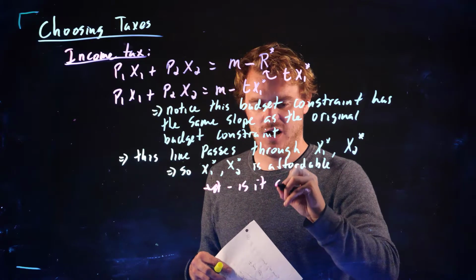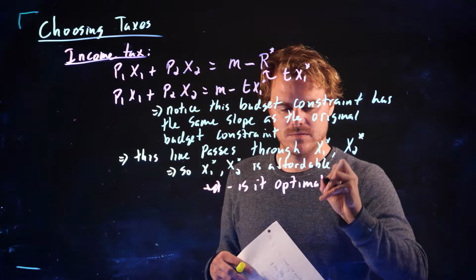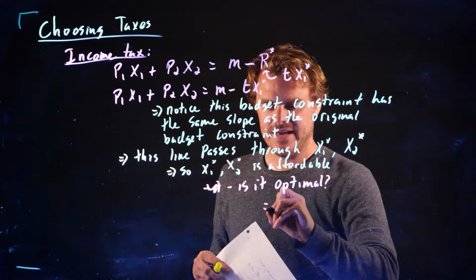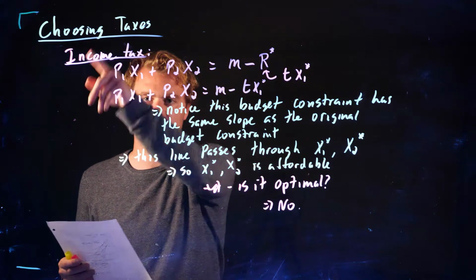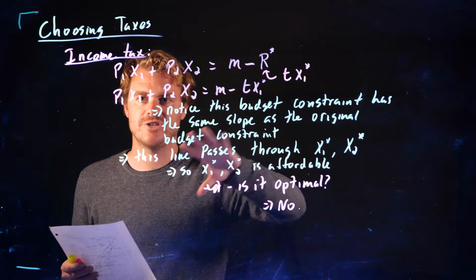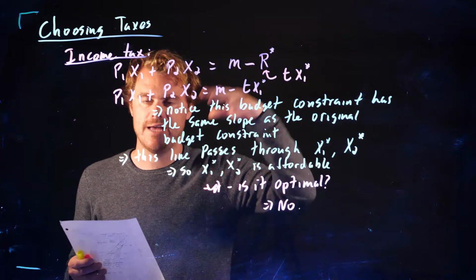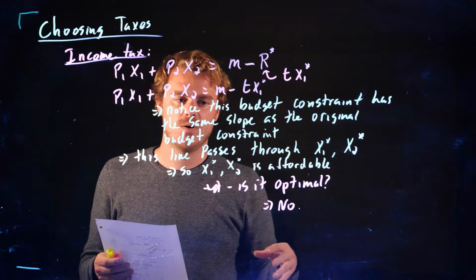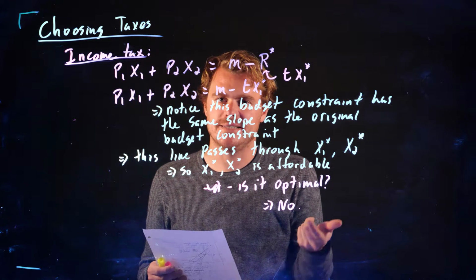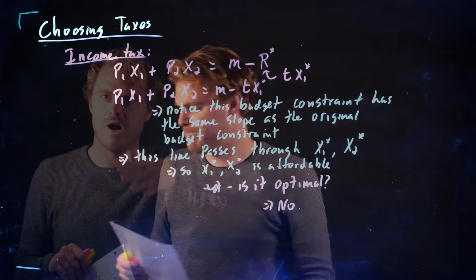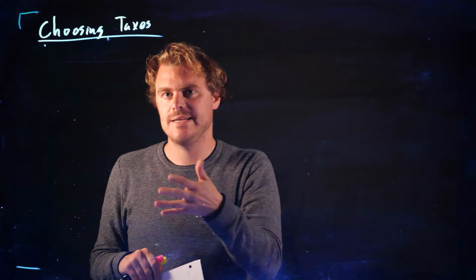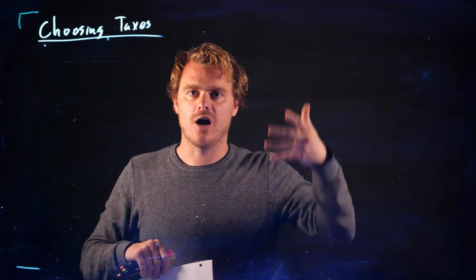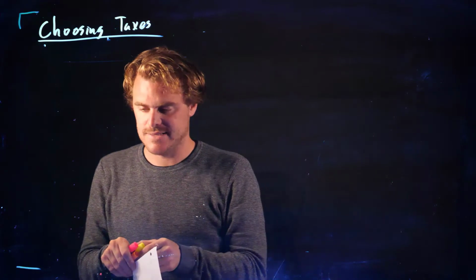Is it optimal? And the answer is going to be no. So let's quickly erase this and we'll draw a graphical representation of what's going on here and logically think through why this income tax is actually going to be a better way. We'll look at what the budget constraint looked like graphically for this quantity tax, and talk our way through why the income tax is better.